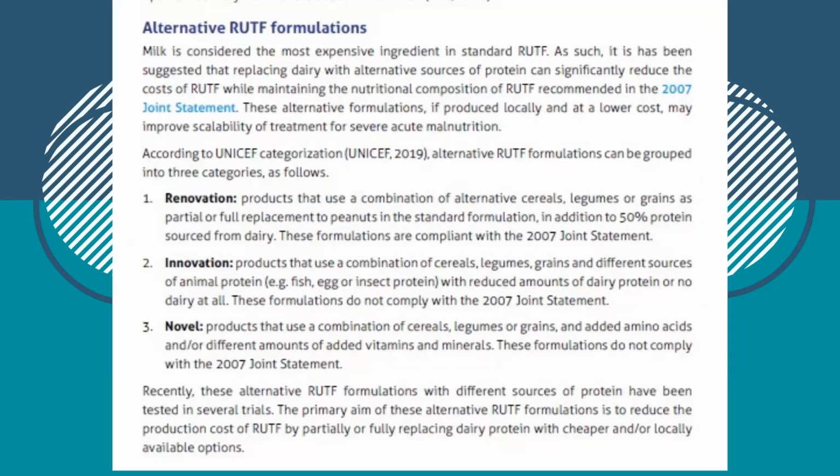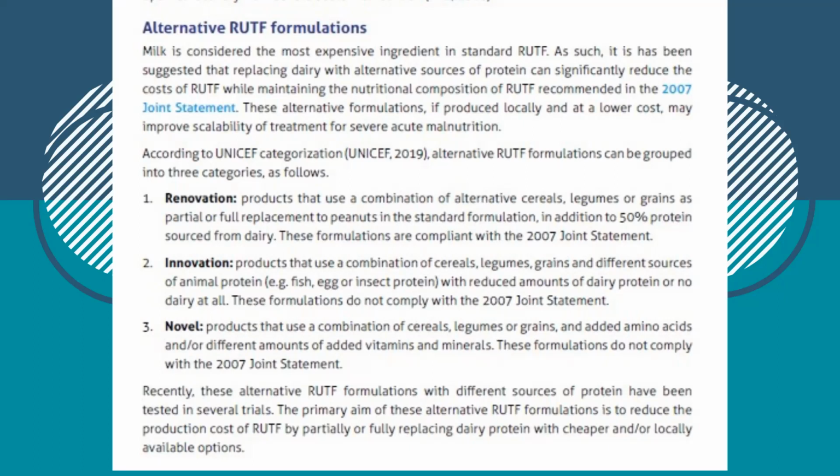According to UNICEF categorization, alternative RUTF formulations can be grouped into 3 categories. Number 1, renovation products that use a combination of alternative cereals, legumes, or grains as partial or full replacement to peanuts in the standard formulation, in addition to 50% protein sourced from dairy.